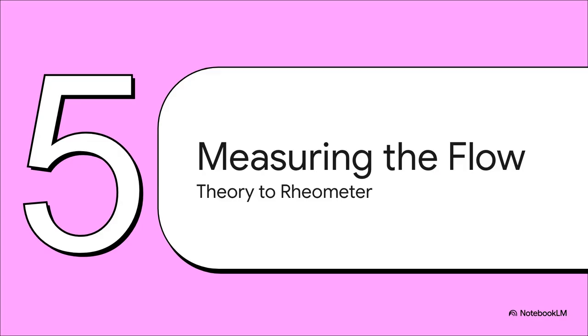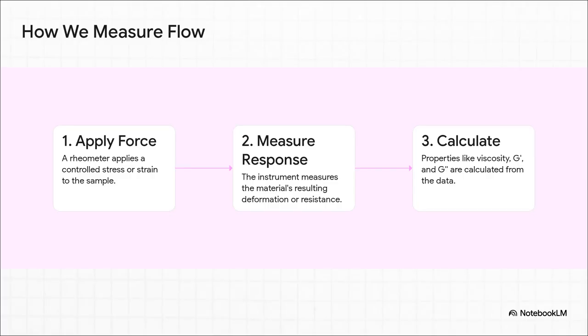Okay, so we've got all this amazing theory. But how do we get out of our heads and actually go into a lab to measure things like viscosity and G prime? In principle, the process is pretty straightforward. You take an instrument called a rheometer, and you use it to apply a really precise, controlled force or deformation to your sample. Then, you just sit back and measure exactly how the material responds. From that data, you can calculate all the cool properties we've been talking about.